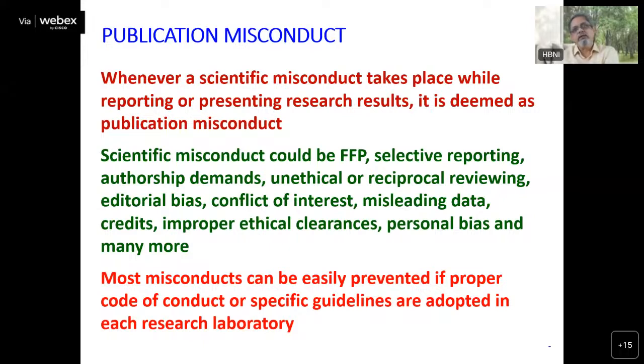So this scientific misconduct could be what I had already discussed earlier, like the FFP or selective reporting, authorship demands, unethical reviewing, editorial bias and all this. And most of these misconducts can actually be prevented if people follow proper guidelines and a proper code of conduct, not only in the laboratory, but also in the publication process.